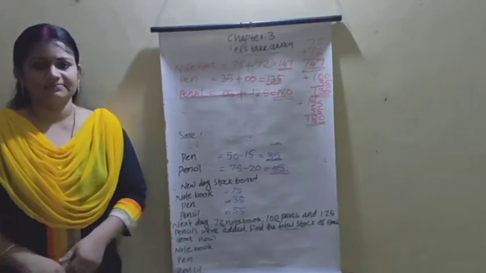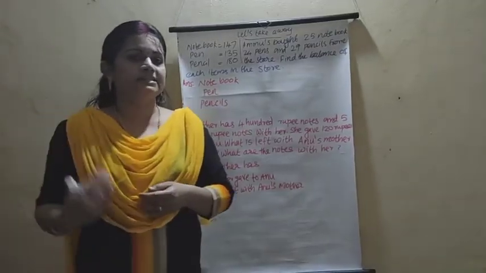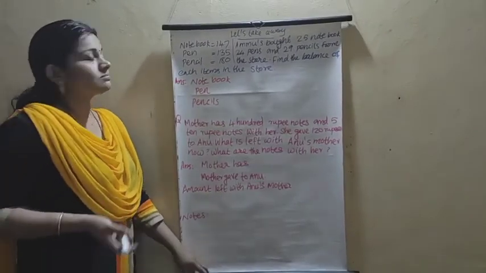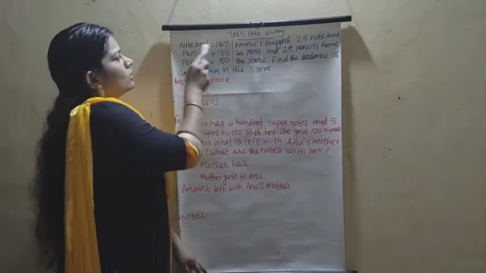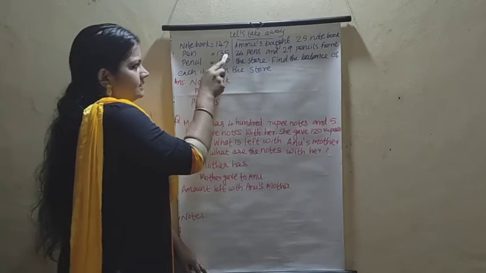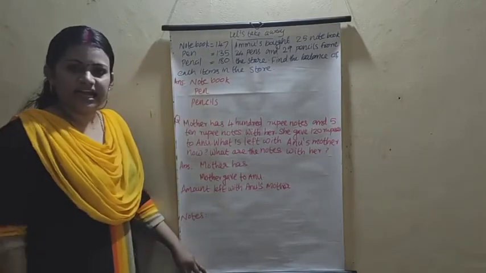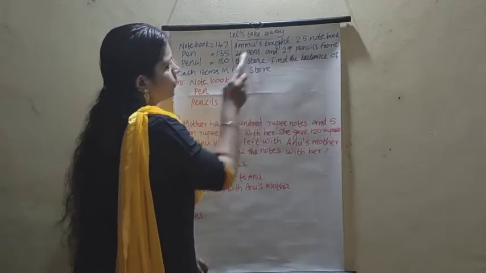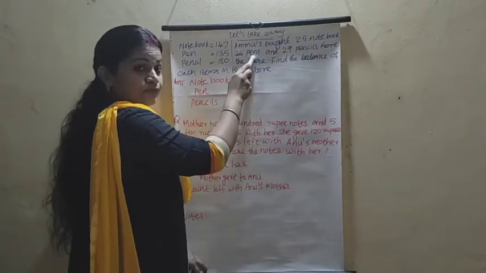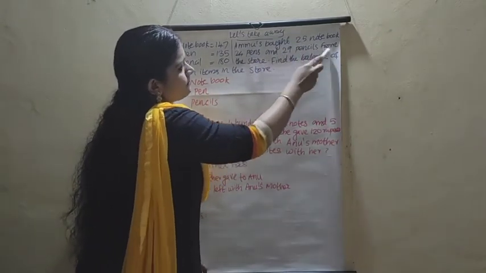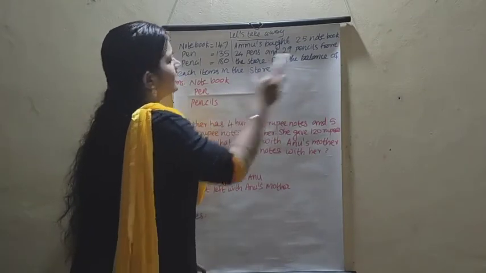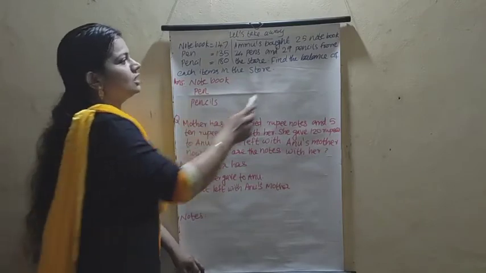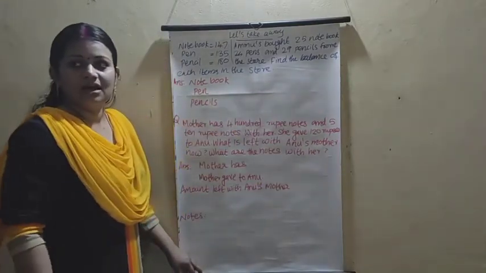Okay, children. Now we are discussing the same problem, the stock board. The last one we got: notebook 147, pen 135, pencil 180. Another question is, Amos bought 25 notebooks, 24 pens and 29 pencils from the store. Find the balance of each in the store. Again we need to find out the balance.